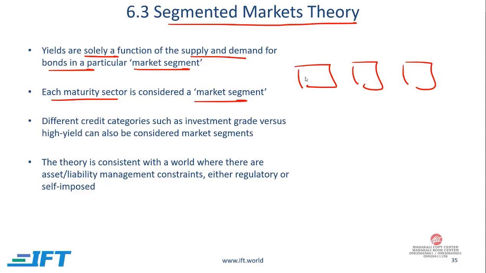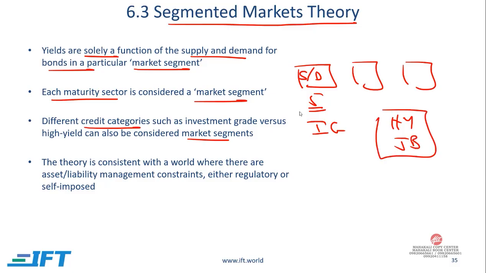Each of these would be considered a market segment. And the point being made here is that in each segment, the yield is determined by the supply and demand. So there will be a supply and demand in, let's say, the 5-year segment, and that will determine the yield. Also, different credit categories can be considered different market segments. So for example, we have investment grade bonds, and then we have non-investment grade bonds, which are called high yield bonds or junk bonds. So these are separate market segments also, and then there will be dynamics within these segments.